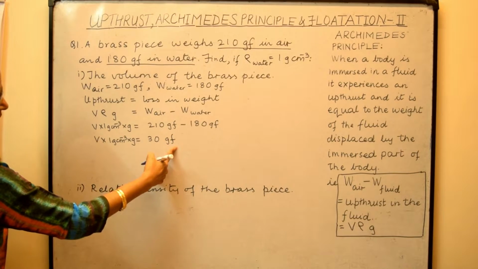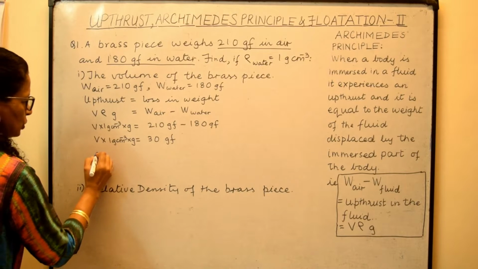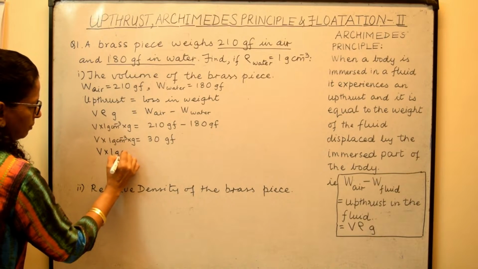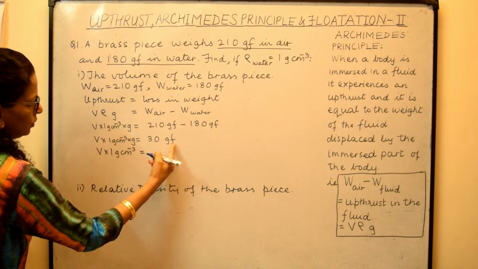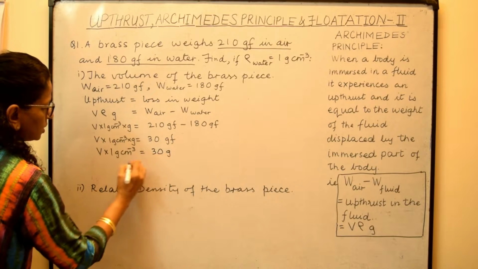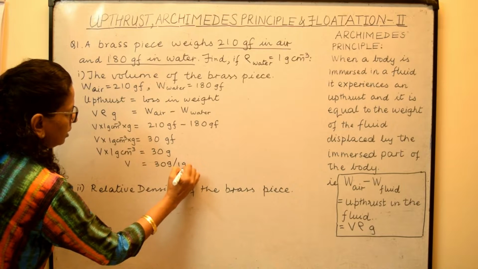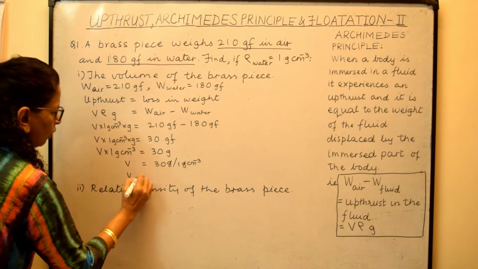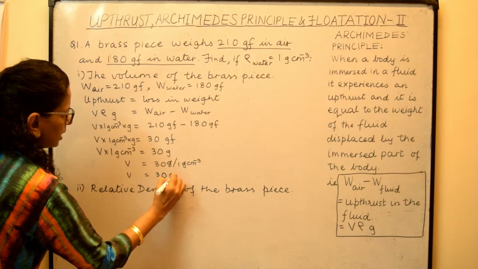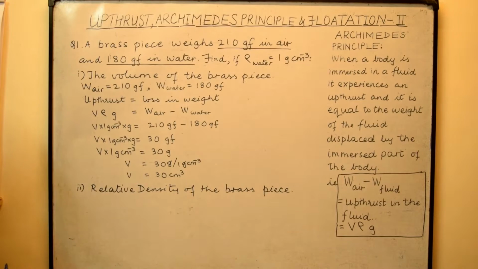Now this is gram force that we've written, and we have written gram force because we have gravitational acceleration here. So we are going to write V into 1 gram per centimeter cube. We are not going to write G over here, and here we are going to remove this gram force, and we are just going to write 30 grams. So our volume is going to be equal to 30 gram upon 1 gram per centimeter cube. Gram got cancelled, and we have volume equal to 30 centimeter cube. This centimeter to the power minus 3 comes in the numerator, it becomes positive.